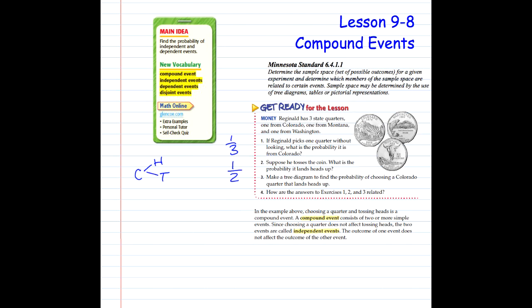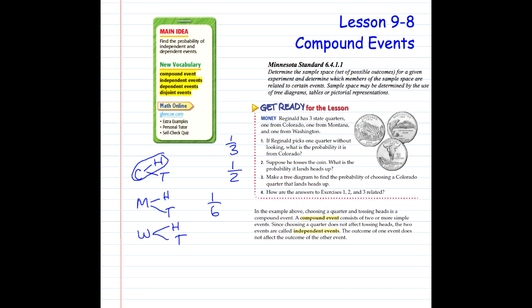Montana, heads, tails. And Washington, heads, tails. The outcome we want is Colorado heads up. So it's this one right here out of a total of 6. 1 positive outcome out of 6.